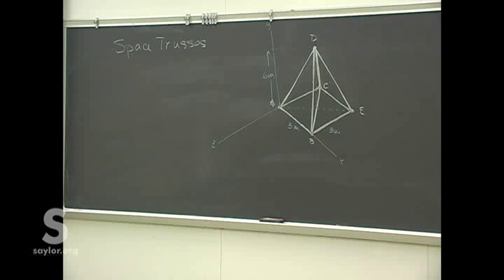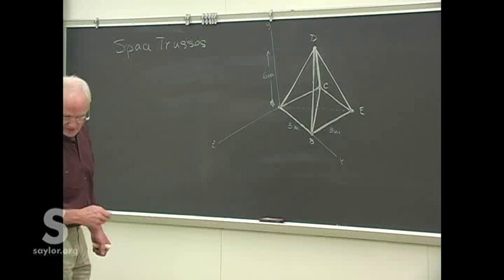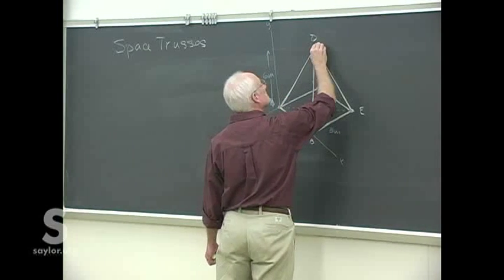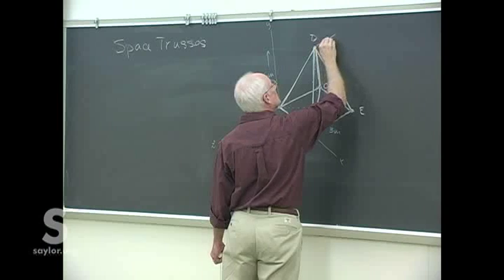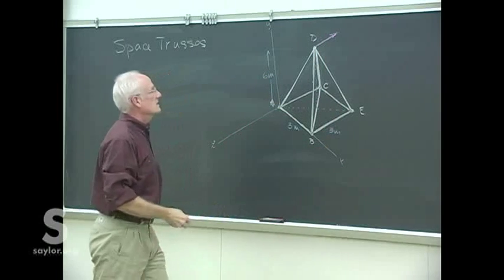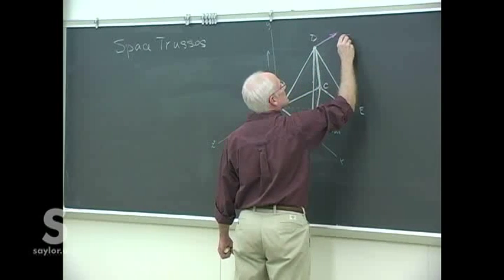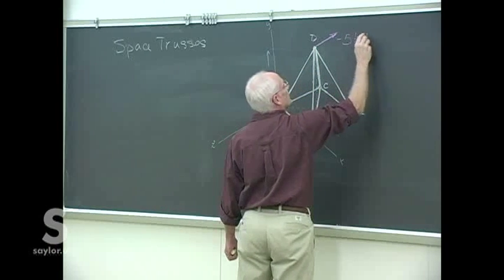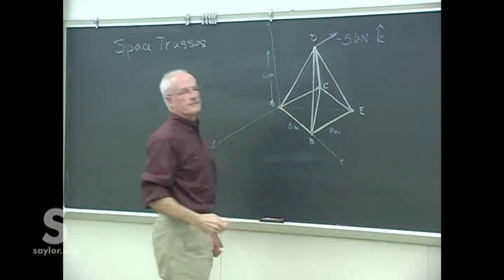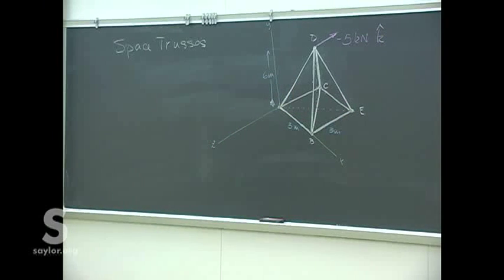Now for the load, we have two forces. One is parallel to the z-axis in the negative direction. So that would be minus 5 kilonewtons. Okay. Minus just simply because it's pulling in the minus z direction.